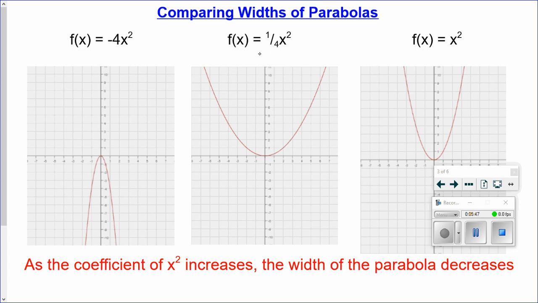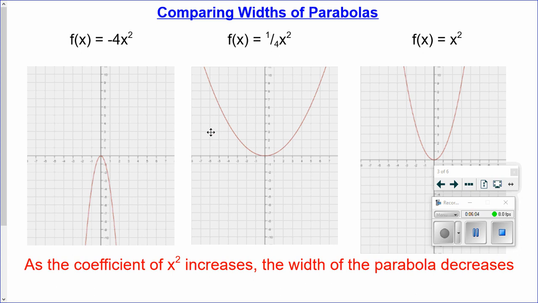Next is f of x equals 1/4 x squared, or 0.25 x squared. It's positive, so it's facing upward. And then the third one here, I just have f of x equals x squared. So the coefficient is 1 here. And again, it's facing upward because the coefficient of x squared is positive.